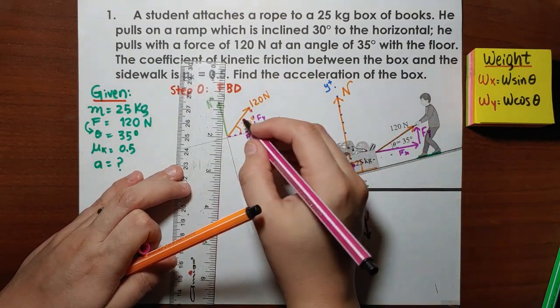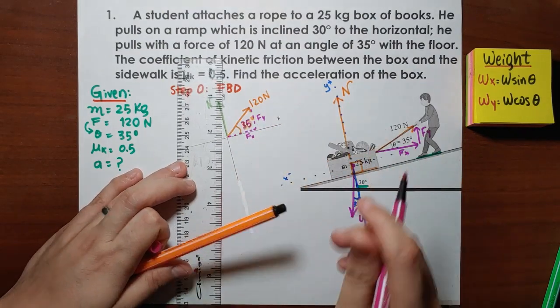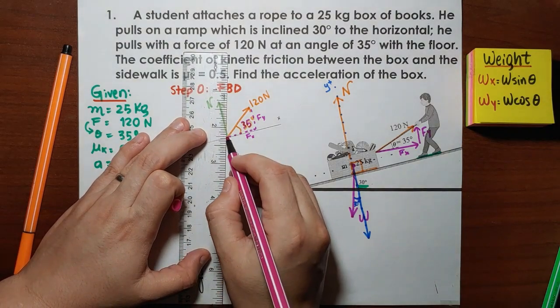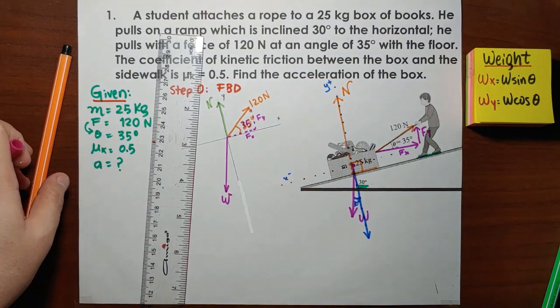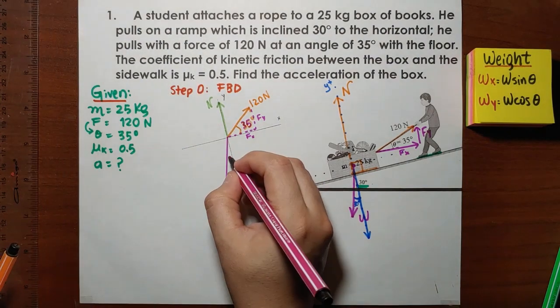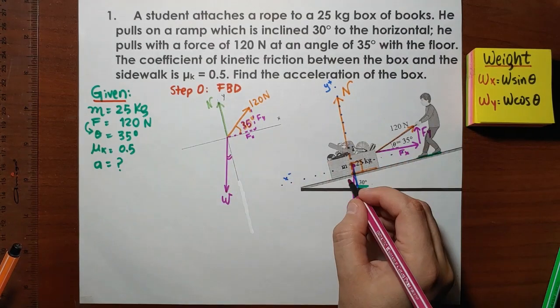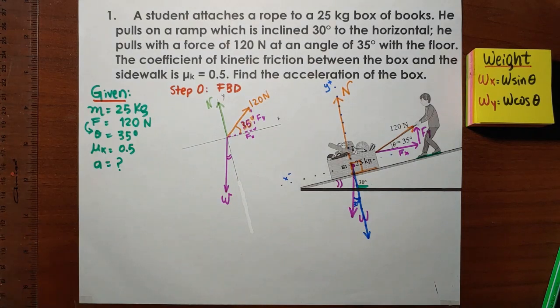Oh my god, sorry, this is 35 degrees. Now here it's straight downward. I have here my weight, and here I have my angle, the angle of my ramp, okay, of 30 degrees. Now, how is my weight divided into its components?